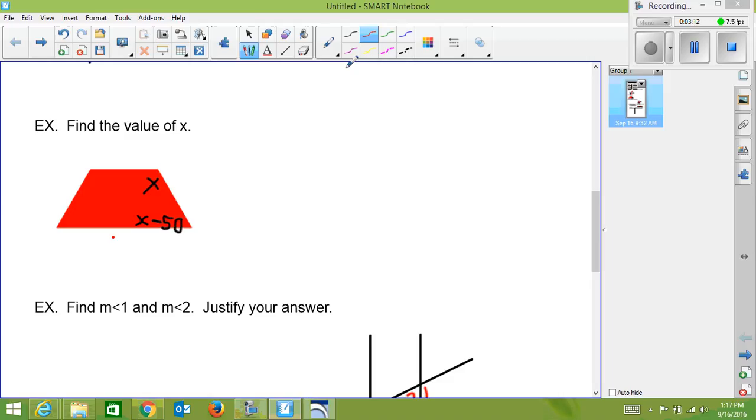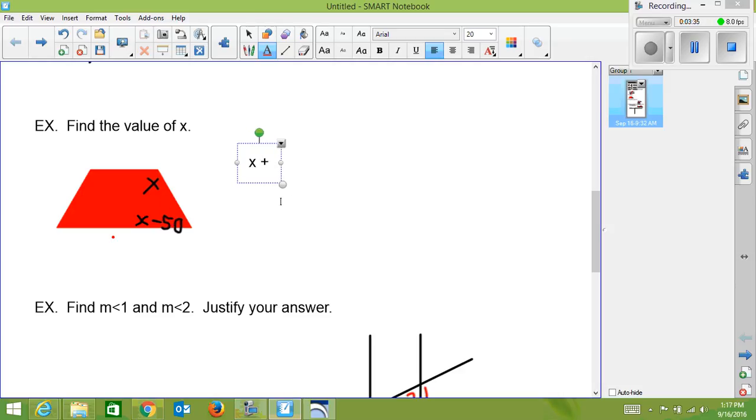So let me grab, actually let's do it like this. So in here, if I use my same side interior angles, right, if I continued this line out, and this is my transversal, these would be same side interior angles, so they would add up to 180. So then to solve this, I could go x plus x minus 50 equals 180. How do I know that? Because that theorem that we just went through said that they were supplementary, which means 180.